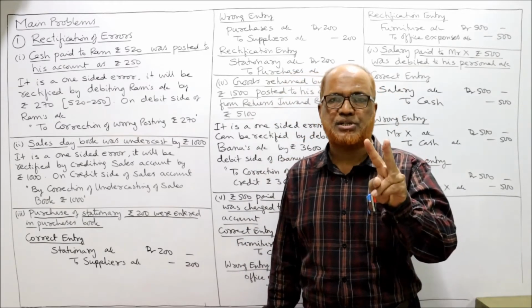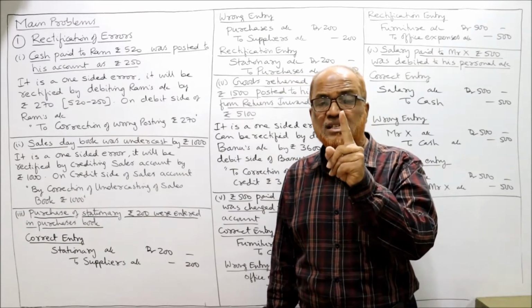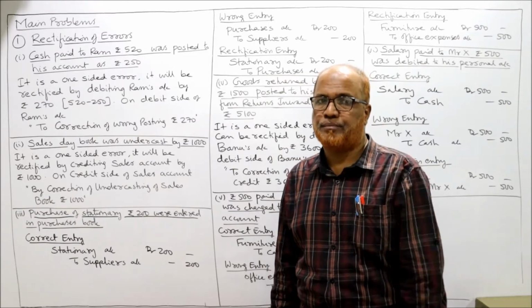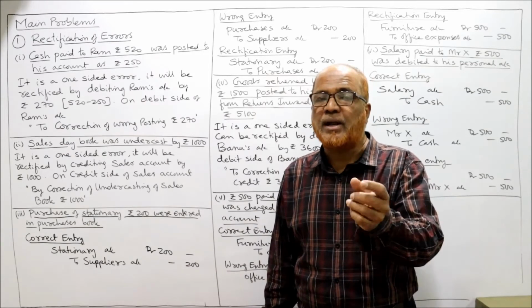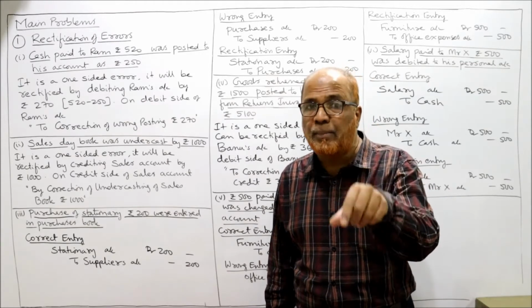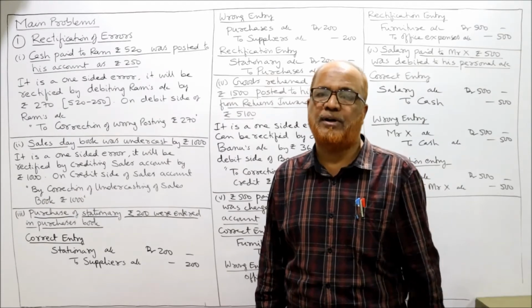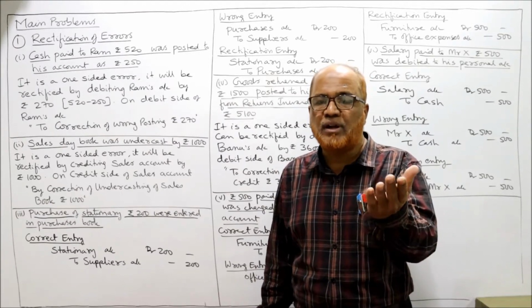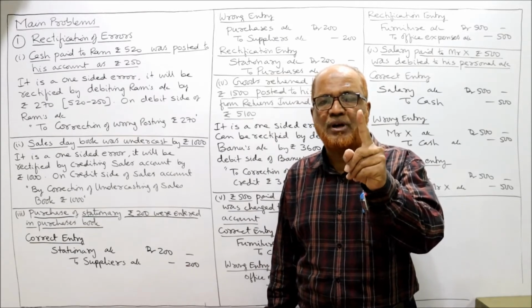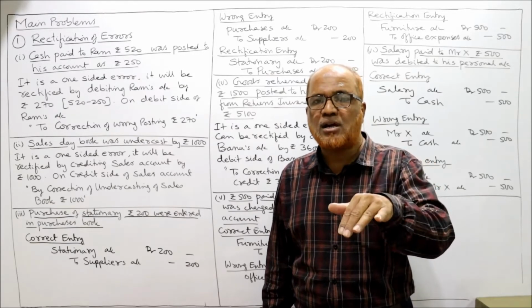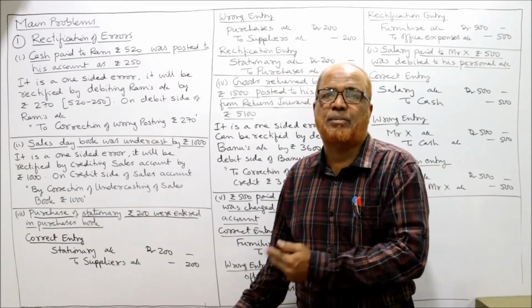So there are two mistakes. First mistake, stationery account should have been debited, but by mistake it is not debited. Second mistake, purchases account was debited. It should not be debited. By mistake we have debited the purchase account. So two mistakes are there. First, stationery should have been debited, it was not debited. Purchase account should not be debited, but it is debited.